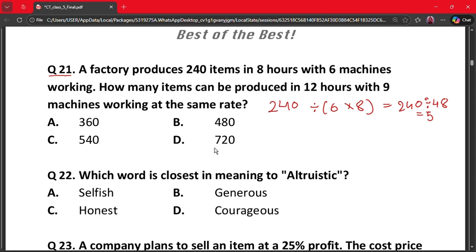Now calculate new production, that is 9 machines into 12 hours. So 9 machines into 12 hours into 5 items that we found, and this gives us 540 items. So in these options the correct answer is option C, that is 540.